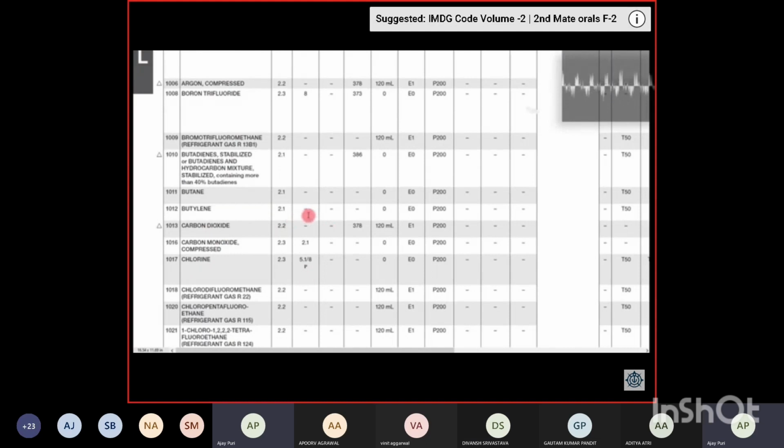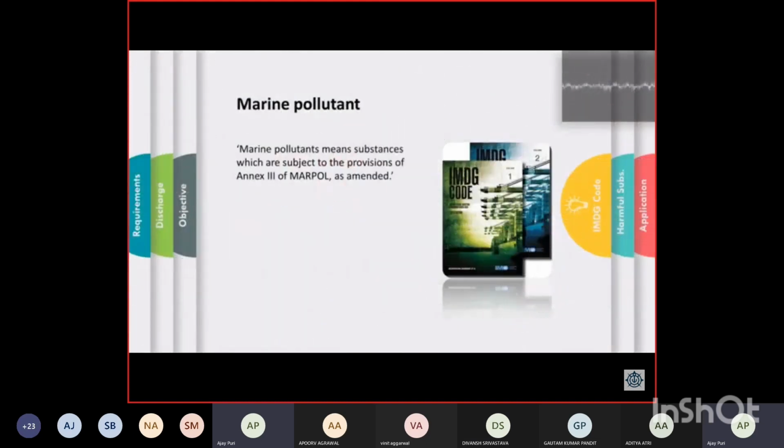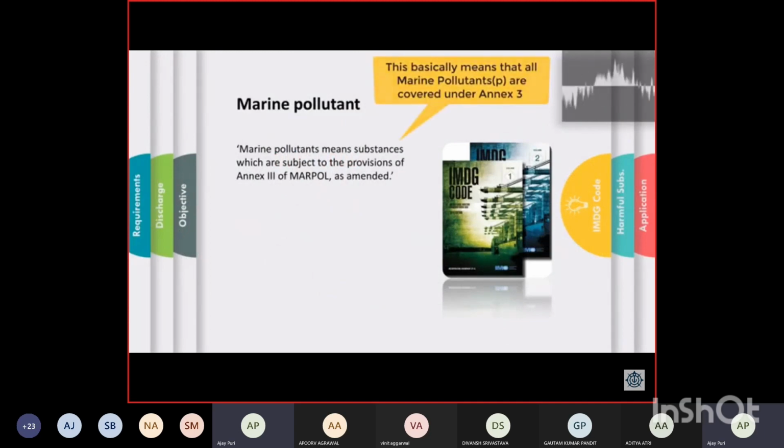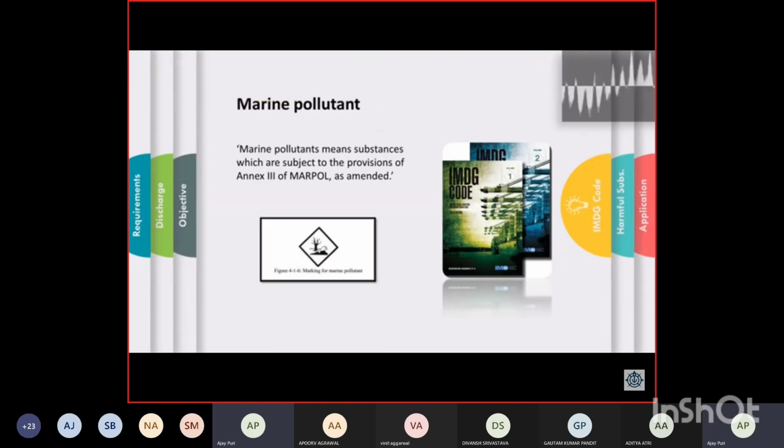So this is in Volume 1 of the IMDG code: marine pollutants are defined as substances which are subject to the provisions of Annex 3 of MARPOL as amended, and this is the marking which is used for marine pollutants. If you want to know more about the IMDG code, click the link in the description below. Watch the video.